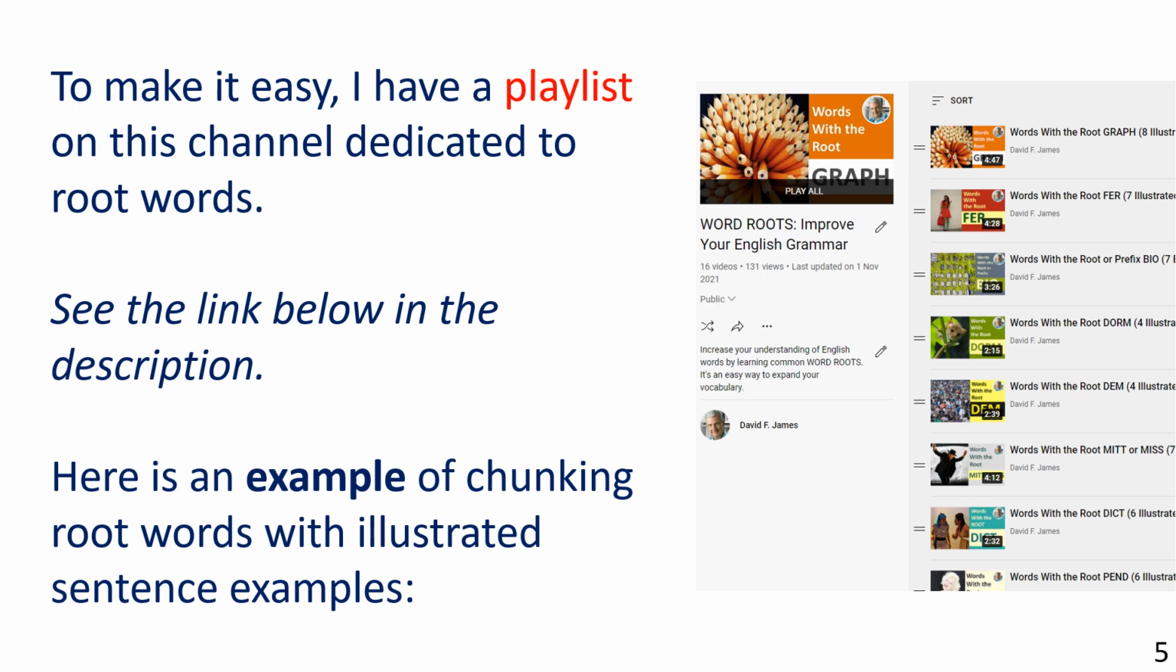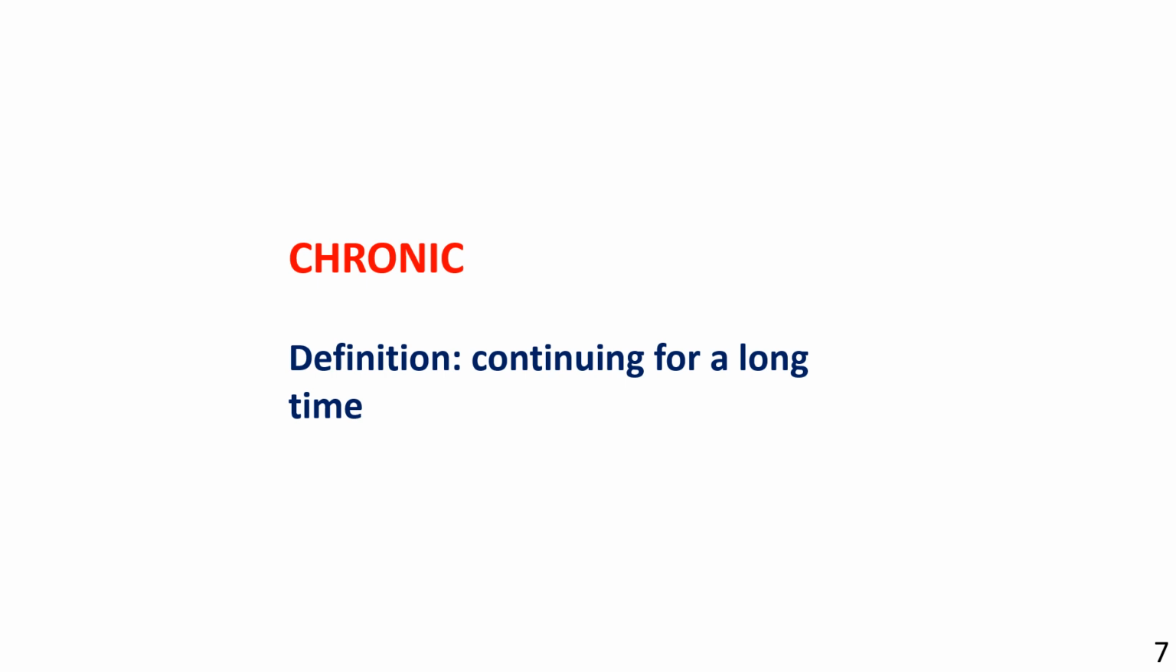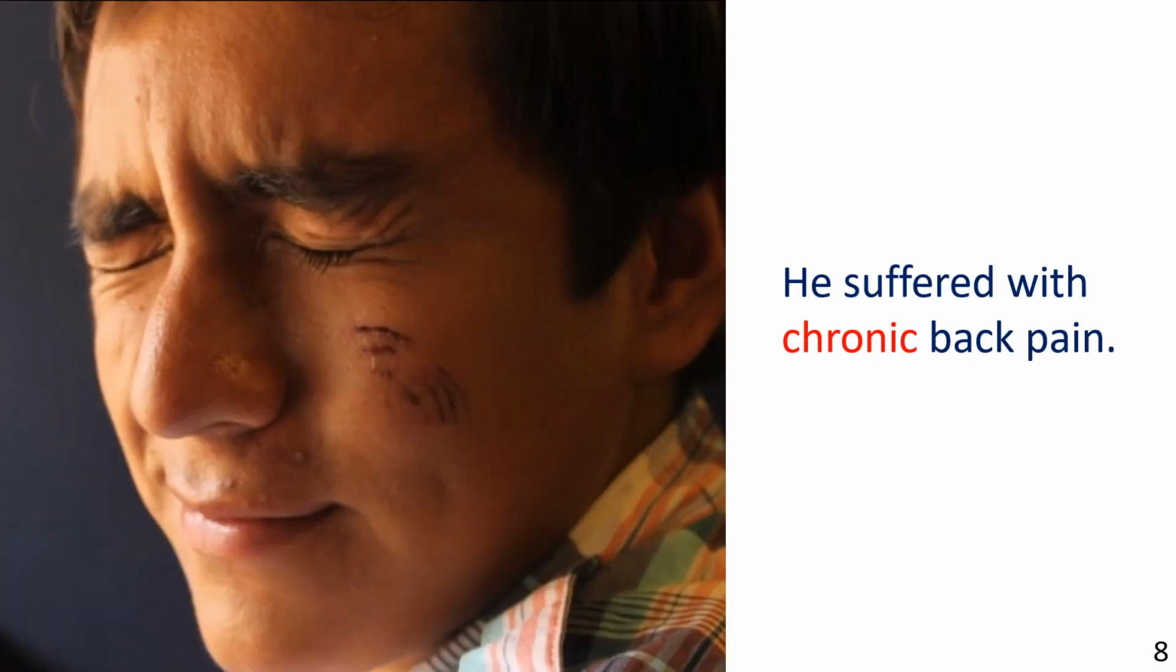Here's an example of chunking root words with illustrated sentence examples. The root word is CHRON, which comes from the Greek word chronos, meaning time. So here are some words with that word root. Chronic, meaning continuing for a long time. Then an illustrated sentence example. He suffered with chronic back pain.